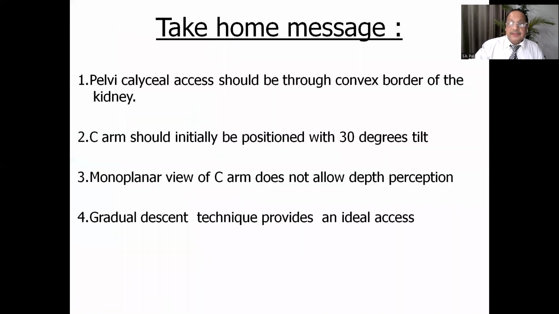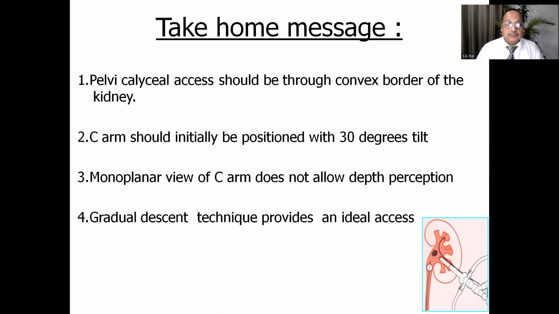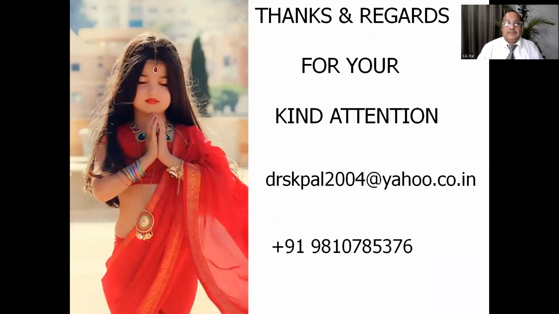Take home messages will be: pelvic calyceal access should be through convex border of the kidney. C-arm should initially be positioned with 30 degrees tilt. Don't depend only on monoplanar view of C-arm. It will not give you the depth perception. You have to be very accurate, scientifically correct. So you should watch the movement of your needle, and you should reach to the exact depth in the same angle. So you should see the target with the two planes. Gradual descent technique provides an ideal access. If you can learn this technique, you will be very comfortable.